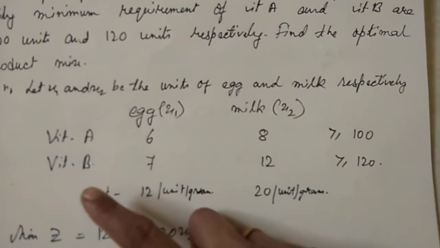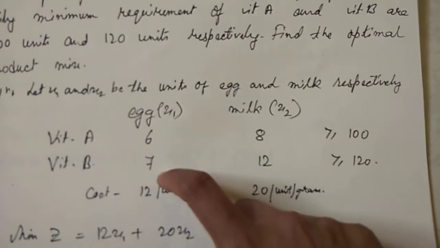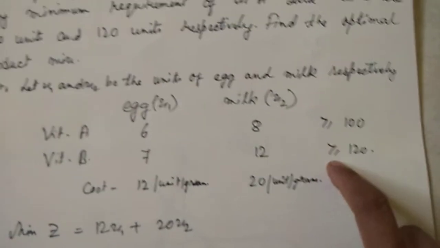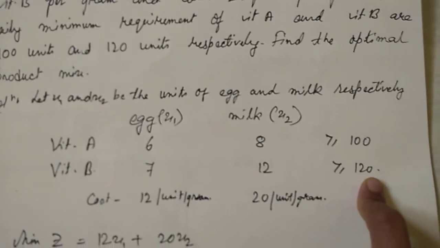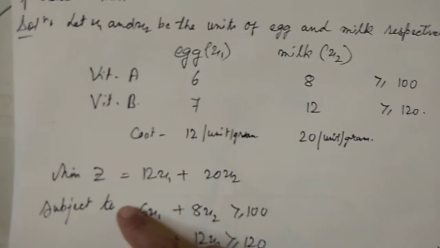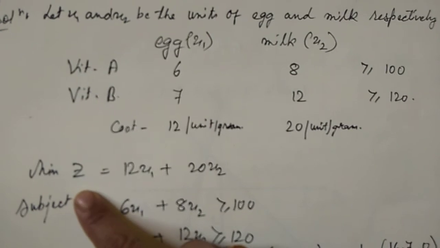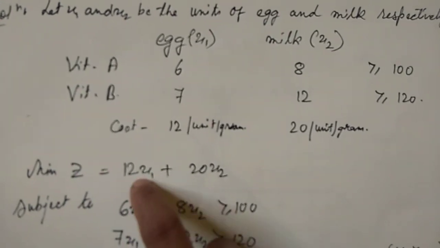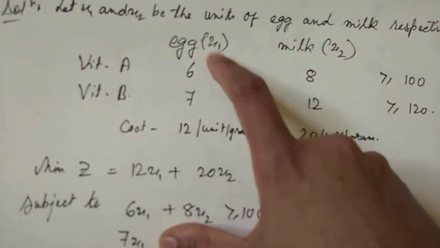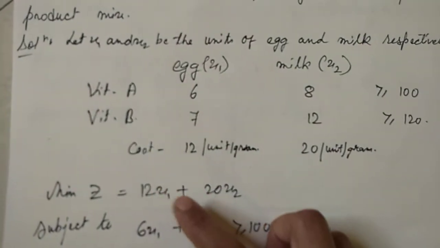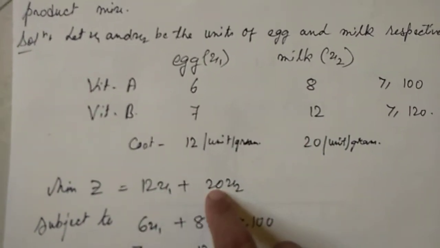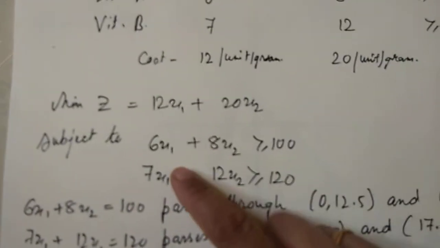Similarly, 7 units of vitamin B in x1 units of egg and 12 units of vitamin B in x2 units of milk has to be either equal to or greater than 120. Then we can easily formulate the equation. This is a minimization problem, so we will minimize the cost z, which equals 12x1 plus 20x2: 12 paise per unit of egg and 20 paise per unit of milk has to be minimized.